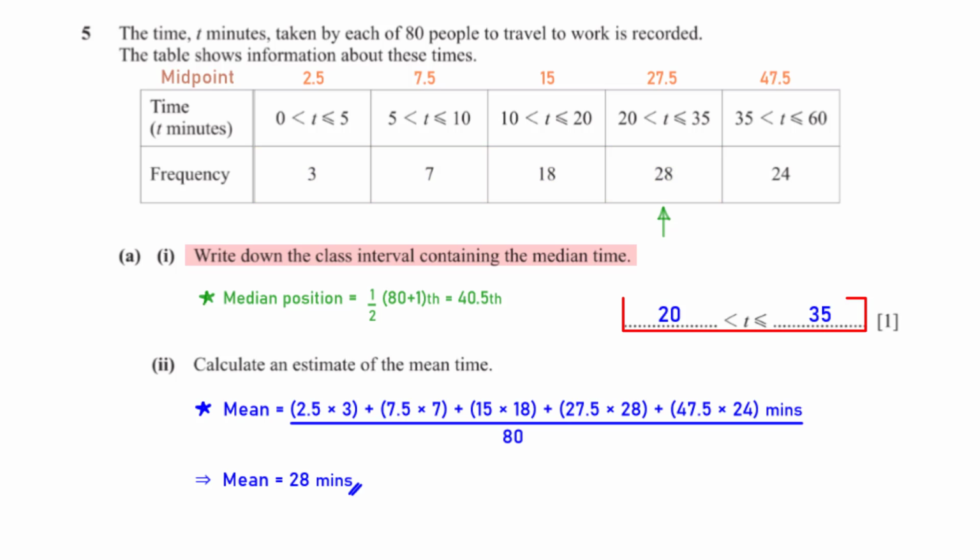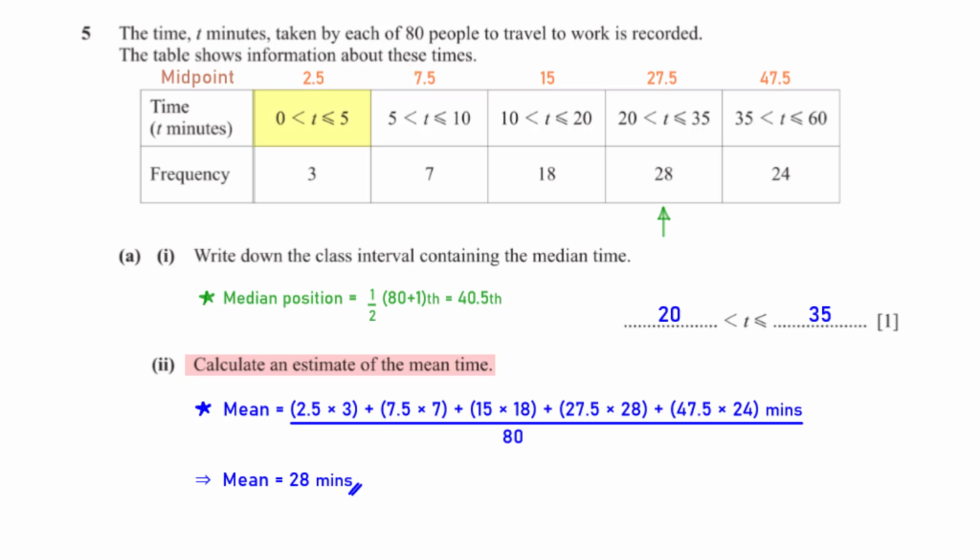This means the time interval t greater than 20 and less than or equal to 35 contains the median time. Calculate an estimate of the mean time. Before we get the estimate of the mean time, we need to find the midpoint of the given time intervals.